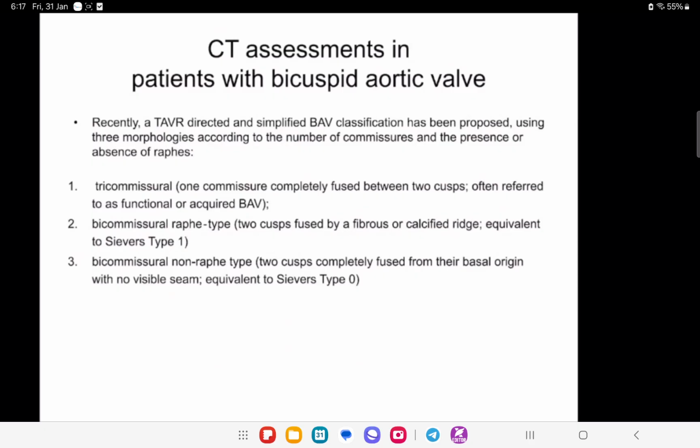CT assessments in patients with bicuspid aortic valve. Recently, a TAVR-directed and simplified bicuspid aortic valve classification has been proposed, using these morphologies according to the number of commissures and the presence or absence of raphes. The first one is the dry commissural type, in which one commissure is completely fused between the two cusps, often referred to as a functional or acquired bicuspid aortic valve. Bicommissural raphe type: two cusps fused by a fibrous or calcified ridge, equivalent to Sievers type 1. Bicommissural non-raphe type: two cusps completely fused from their basal origin with no visible seam, equivalent to Sievers type 0.